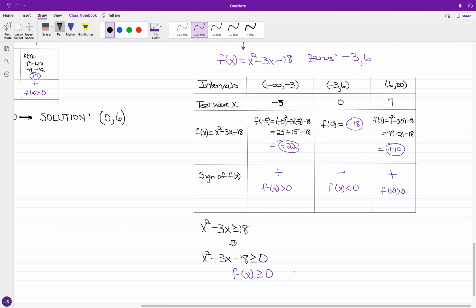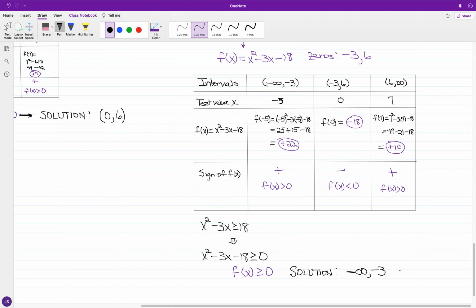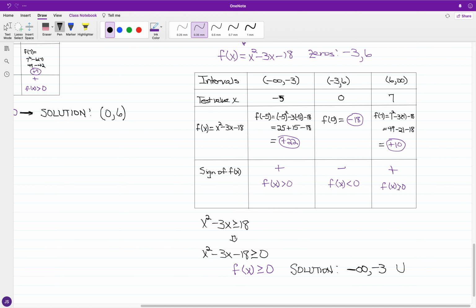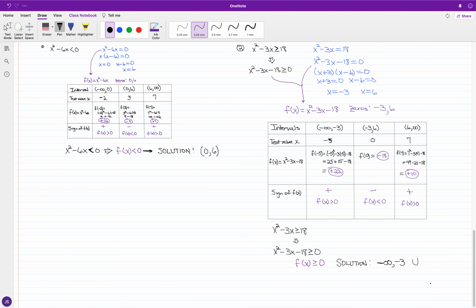And so for the solution, greater than or equal to 0 is in the same direction as greater than 0. So looking at where f of x is greater than 0, we are applying the first and the last subintervals. So we're involving the limits negative infinity and negative 3. And also where f of x is greater than 0, we're involving 6 and infinity.